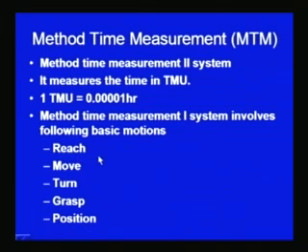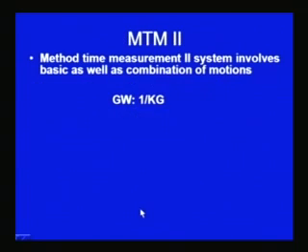Reach is about moving the hand towards the job which is to be picked up, and move is about moving the job after picking it up and getting control over it. Turn is about movement in a circular path, grasp is about getting control of the object in hand, and position is about putting things in one particular position. In MTM 2, the method time measurement system involves the basic motions as described in MTM 1 and the combination of the motions also.